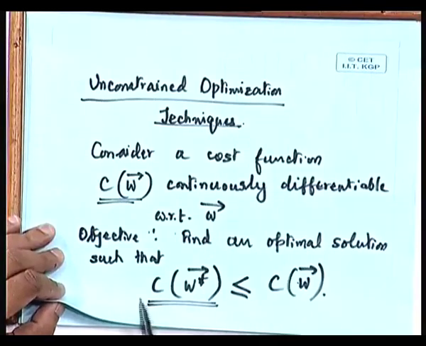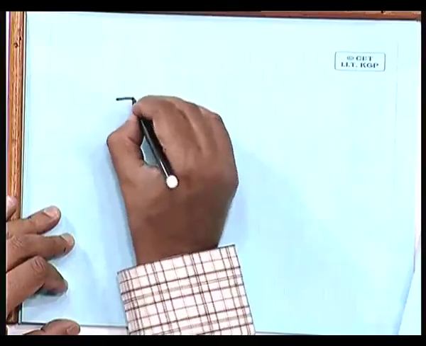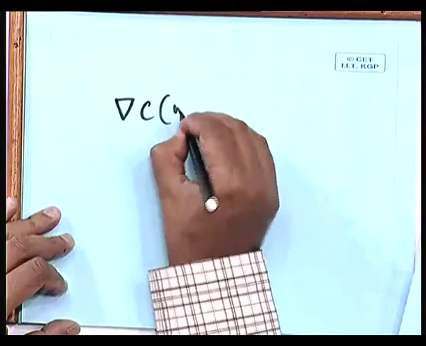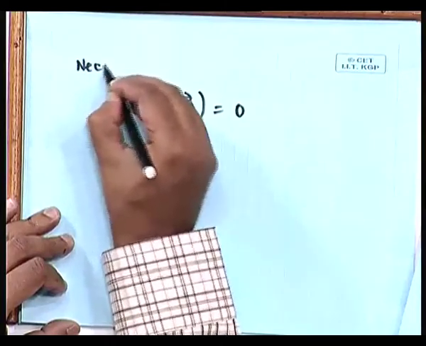So, in terms of any m dimensional vector, we should say that its gradient in the multidimensional space at that point should be equal to 0. That means if we take the gradient of this cost function, that should lead to 0 if this is the point of optimality. If C(W*) is the minimum cost that we can find from this system, then the necessary condition for that is grad of C(W*) equal to 0. So, this is the necessary condition.